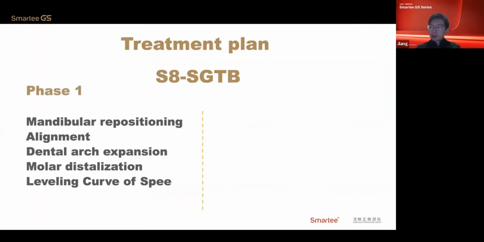So this is our treatment plan. We have phase 1. What we should do, the priority is mandibular repositioning, and also we should do alignment, dental arch expansion, molar distalization, and leveling the curve of Spee.